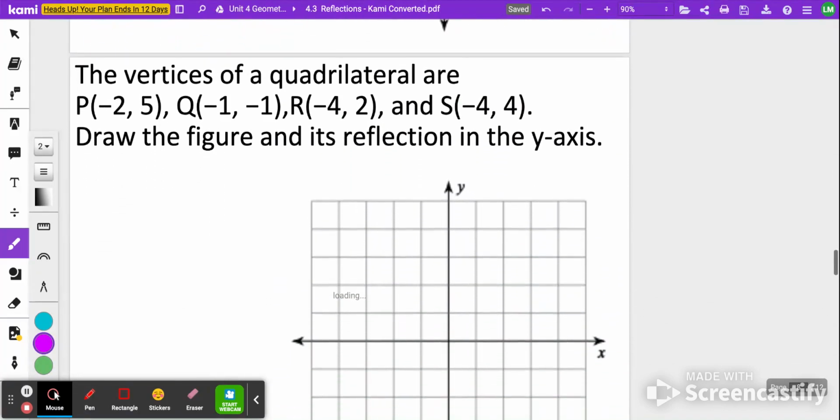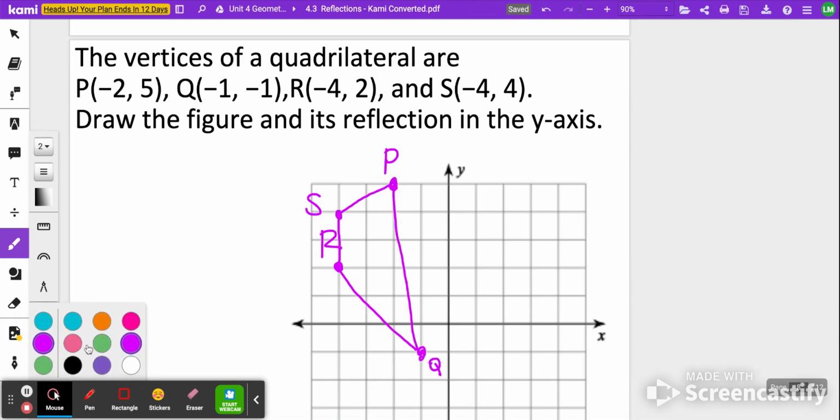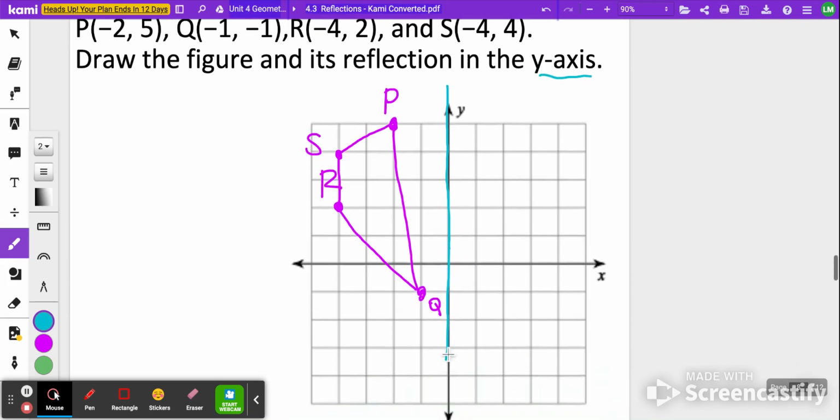Let's see what happens now when we reflect something across the y-axis. Again, the first thing we're going to do is start by drawing the original pre-image. Let's go ahead and do that first. All right, here I have my original image, or my pre-image of PQRS. The next thing I need to do is find out where my reflection line is, and that's on the y-axis. So I'm going to take a highlighter or a colored pencil and just draw a line down my line of reflection so I can clearly see what I'm trying to reflect over.